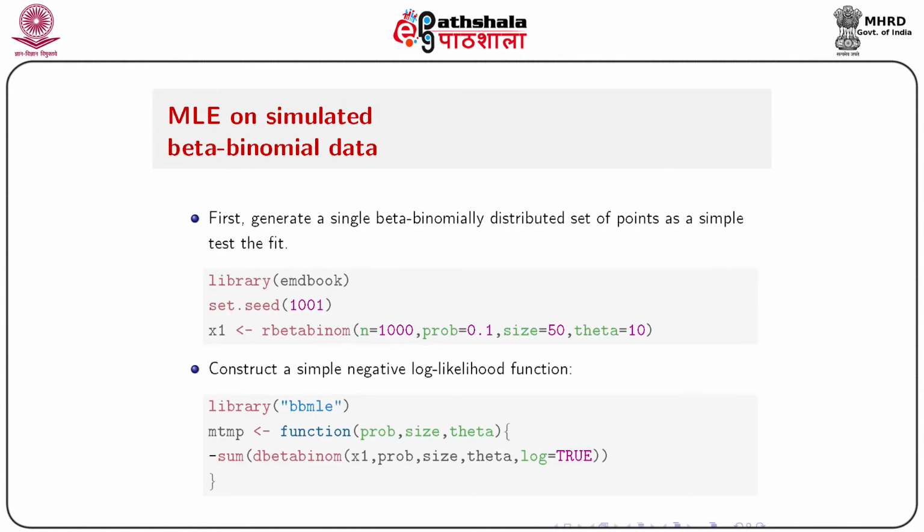We will take simulated beta binomial data for illustration. First, generate a single beta binomial simulated data set as a simple test of the fit. You have to load the library emdbook and set the seed as 1001, and then x1 is rbetabinom, the beta binomial function, which can be obtained from the emdbook package, with n equals 1000, prob 0.1, size 50 and theta equals 10.